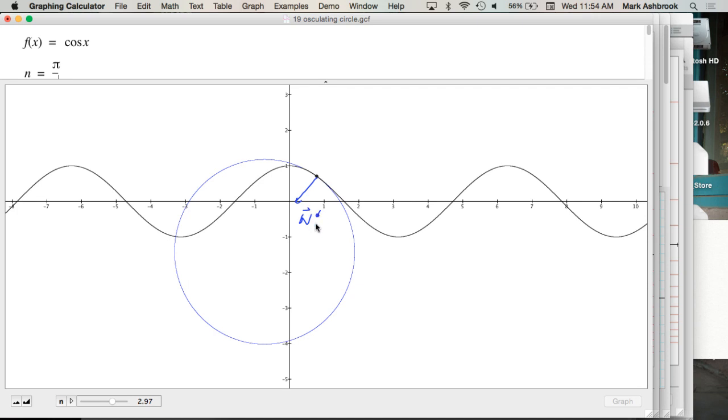N at, is this pi over 4? And then we need the radius, which is going to be 1 over the curvature at pi over 4. And once we have that, then we're kind of home free, because we can magnify that vector by the amount of the radius. And that'll give us a new vector that will, if we put its tail at that point, its tip will be at the center.